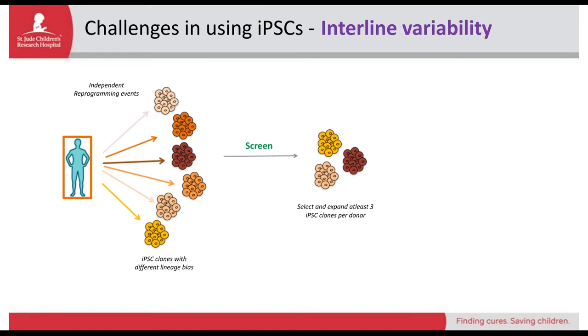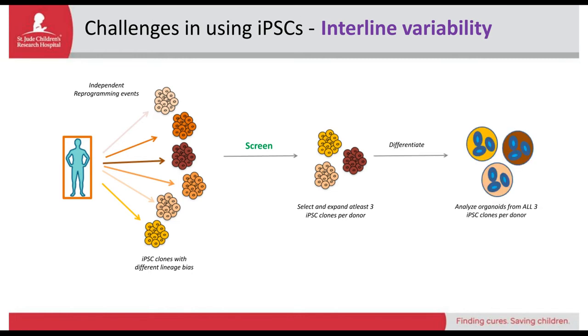screen these clones and identify at least 3 clones per donor, which are best suited for your purposes, and then differentiate all 3 iPS clones from each donor into organoids or whatever downstream differentiation that you want to do. And then you would analyze basically organoids from all of those 3 clones. So the idea here is that if you see a phenotype in organoids from all 3 iPS clones, then you can be confident that that phenotype is a consequence of the genotype of the individual and not because of some inherent bias in the line itself.